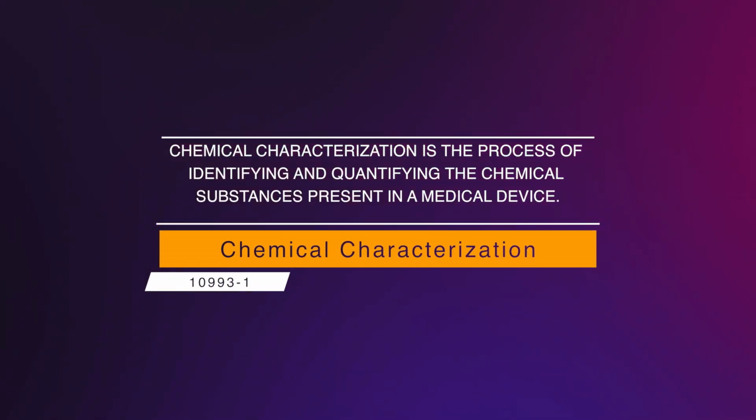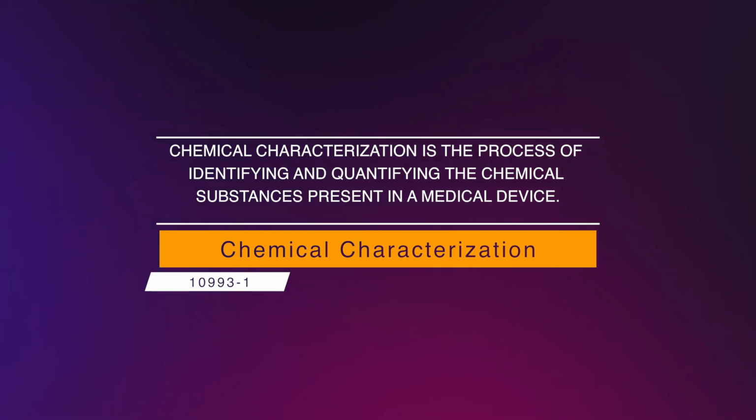Chemical characterization is the process of identifying and quantifying the chemical substances present in a medical device. This step forms the basis of biological safety evaluation because it helps predict how a device might interact with the human body. Simply put, you can't evaluate what you don't know. Before you move on to biological testing, you must first understand what chemicals are in your device, how they might leach out, and at what levels they could be harmful.